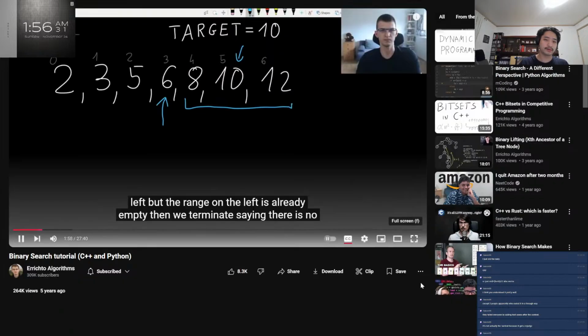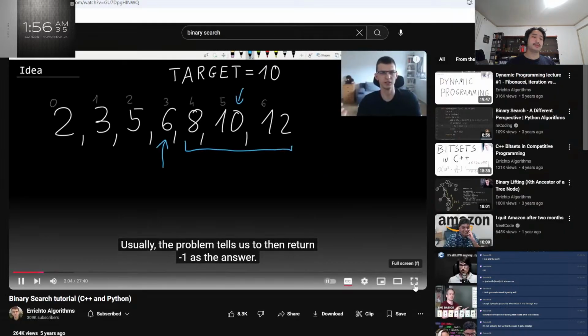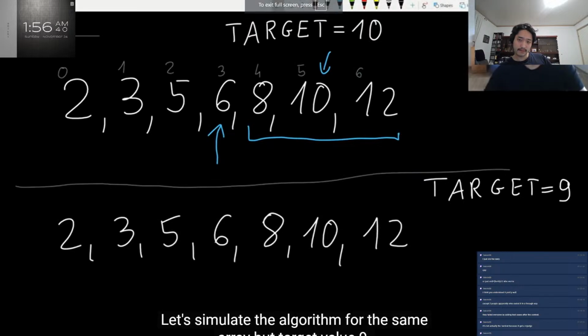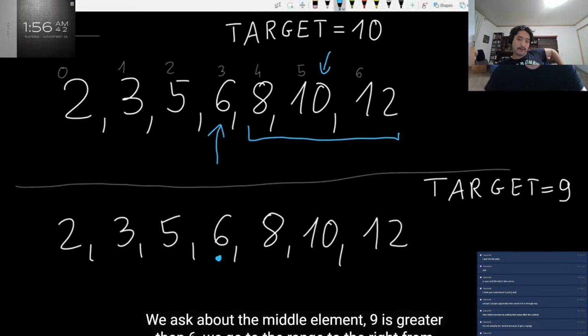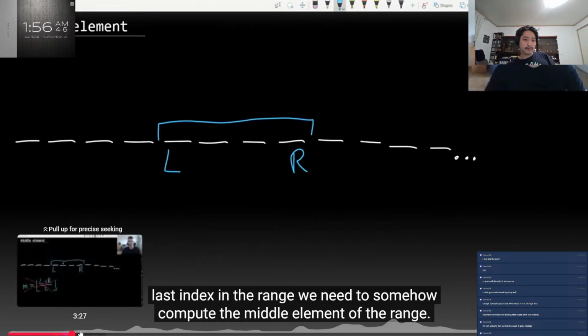It's already empty. Then we terminate saying there is no such value. It tells us to then return -1 as the answer. Let's simulate the algorithm for the same array at target value 9. We ask about the middle element. 9 is greater than 6. We go to the range to the right. We need to somehow compute the middle element of the range.